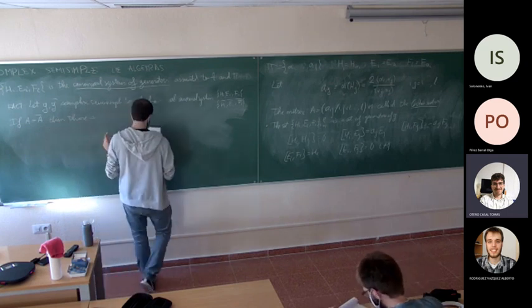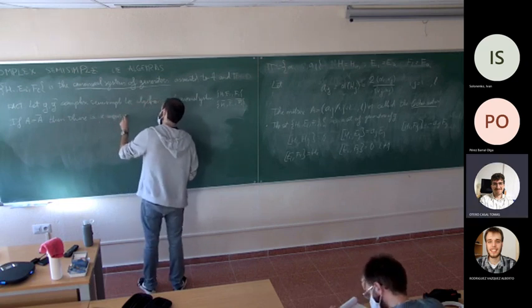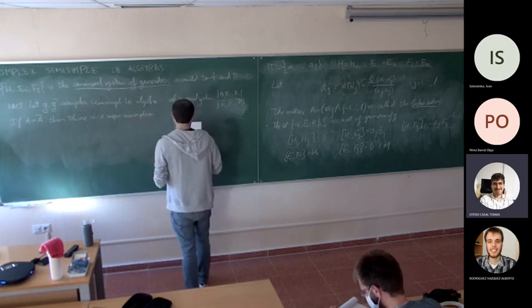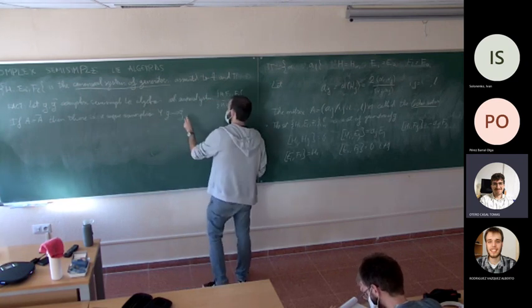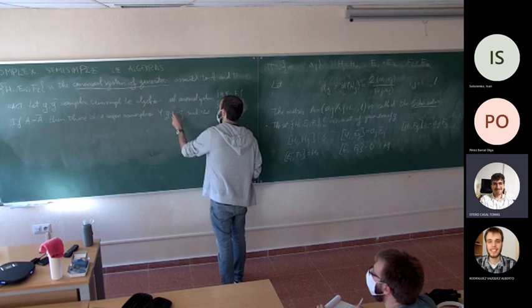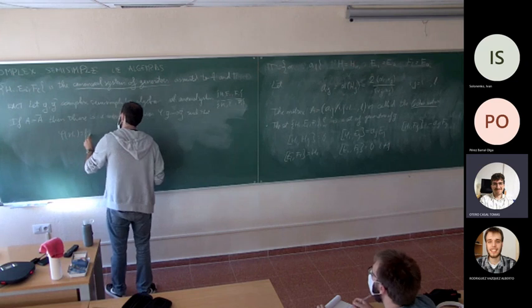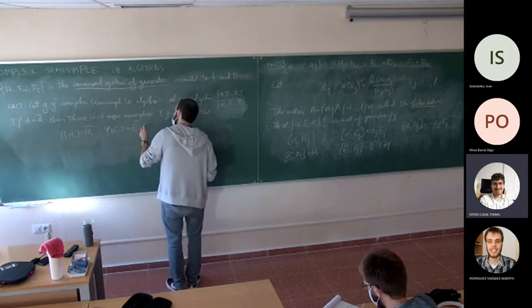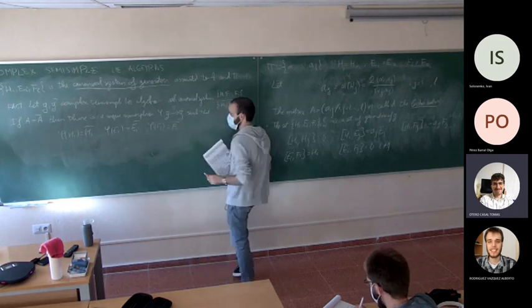there is a unique isomorphism phi from G to G bar such that phi of Hi is equal to Hi bar, phi of Ei is equal to Ei bar, and phi of Fi is equal to Fi bar.